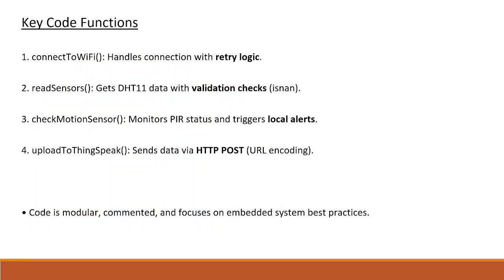Let me highlight key code functions. The connectToWiFi function establishes the network connection with retry logic. The readSensors function gets data from the DHT11 with validation checks. The checkMotionSensor function monitors PIR status and triggers alerts. The uploadToThingSpeak function sends data using HTTP GET requests with proper URL encoding. Each function includes error handling to ensure system reliability. The code is well commented and follows best practices for embedded systems programming.